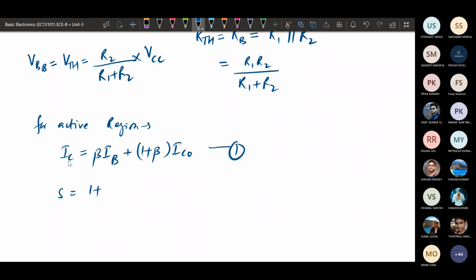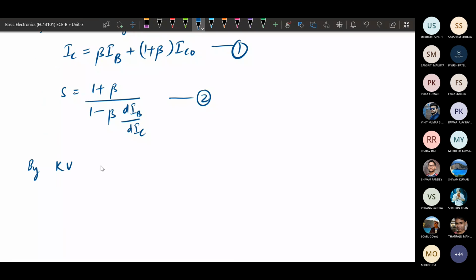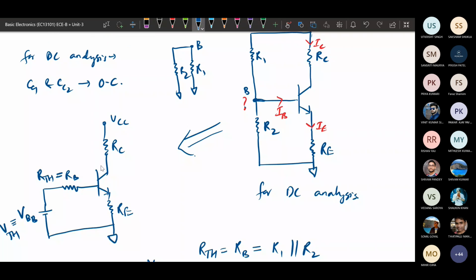Now for the stability, it is 1 plus beta times del IB by del IC. So now we need to find del IB by del IC. By KVL at the input side, where we have represented the input in terms of the Thevenin voltage equivalent and the resistance equivalent, VBB will be equal to the current flowing, IB, multiplied by RB, plus VBE, along with a resistance on the emitter side also.